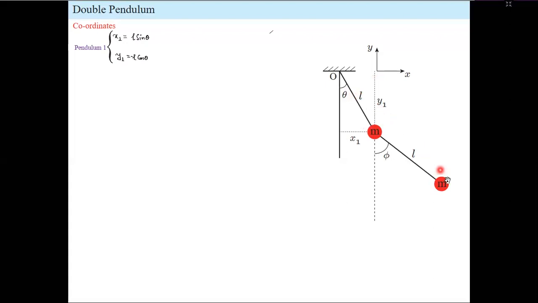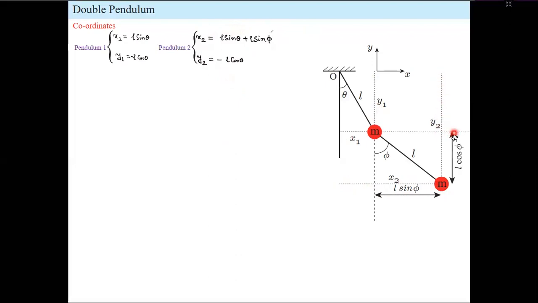Now let's move to the second bob, and x2 is the x coordinate for the second bob, and x2 is nothing but x1 plus this distance which is L sin phi. So therefore x2 is L sin theta, which is x1, plus L sin phi, and similarly we find y2. So y2 is nothing but y1, this height is y1, plus L cos phi. So y1 is L cos theta and the next height is L cos phi. I put a minus sign for the negative y direction.